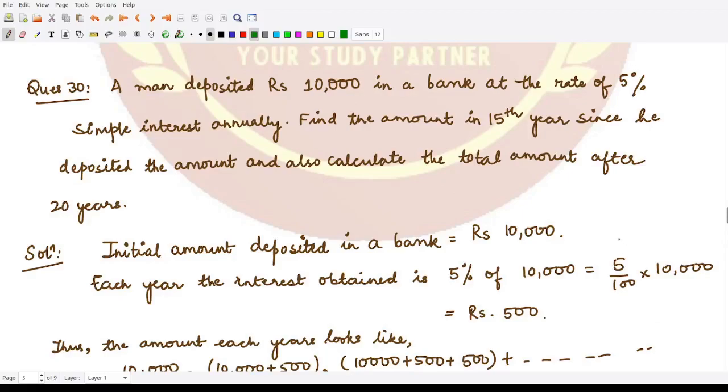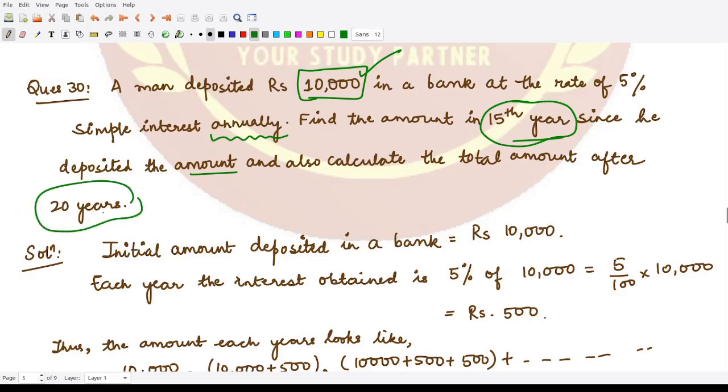In this video, we have to solve this question which states that a man deposited rupees 10,000 in a bank at a rate of 5% simple interest annually, right? So simple interest means it is calculated on this base amount only. So it increases annually, so per year. We need to find the amount in the 15th year since he deposited the amount. So starting from this 10,000 when he deposited the amount, we have to calculate it for the 15th year, and we have to also calculate the amount after 20 years. So these two things are required in this question.